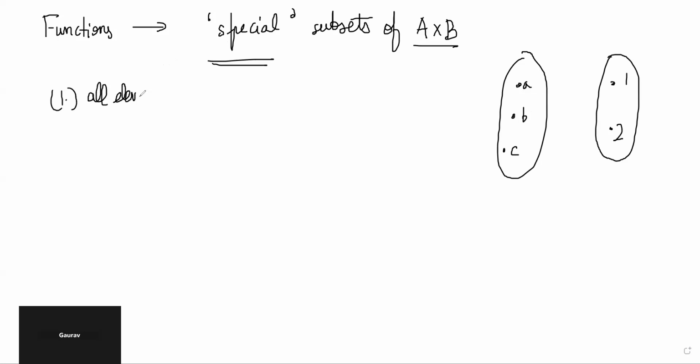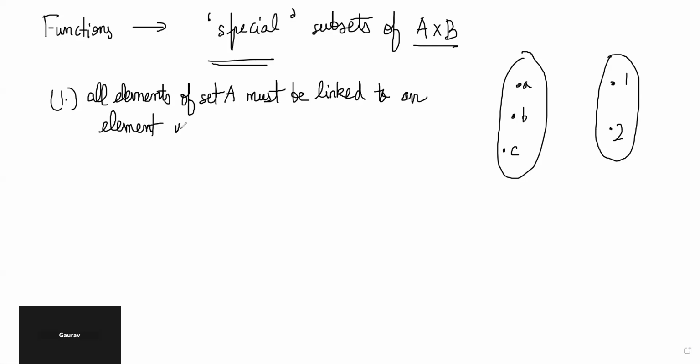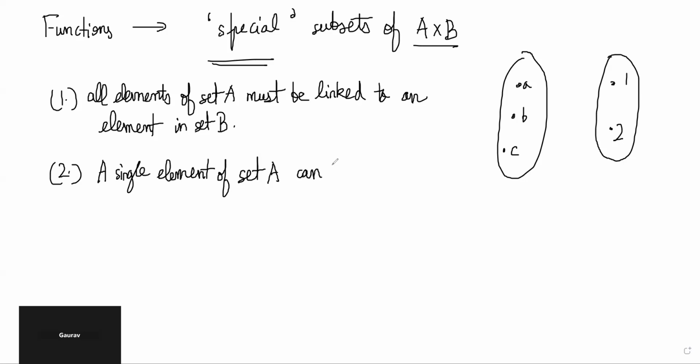All elements of set A must be linked to something in set B, to an element in set B. And the second rule is a single element of set A can be linked to only one element in set B. Do you understand what I'm saying?